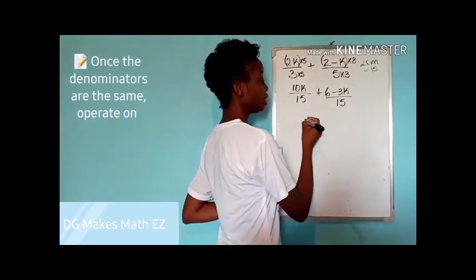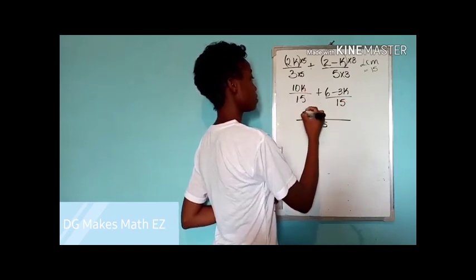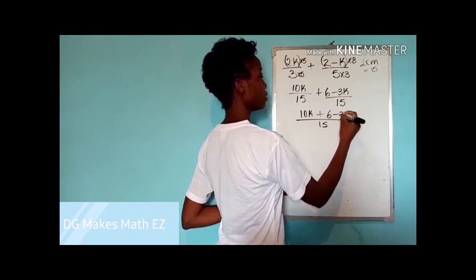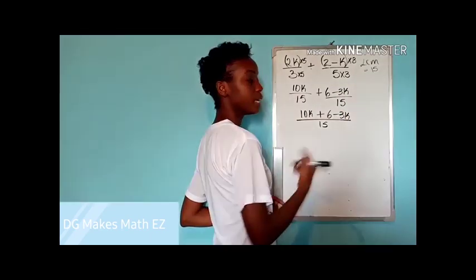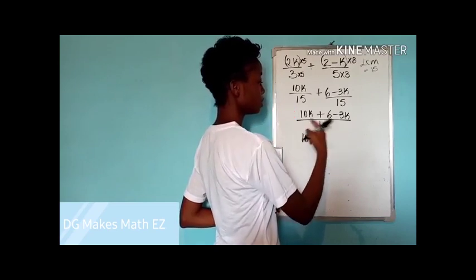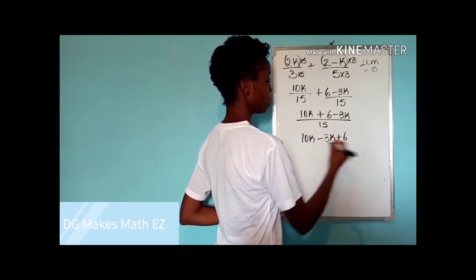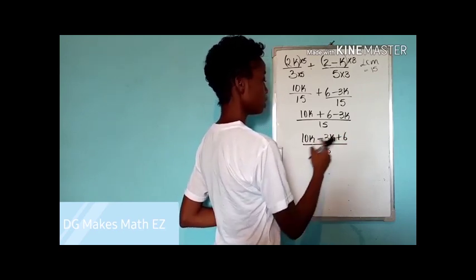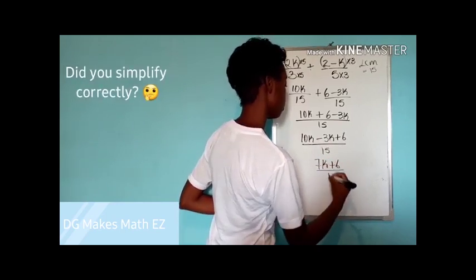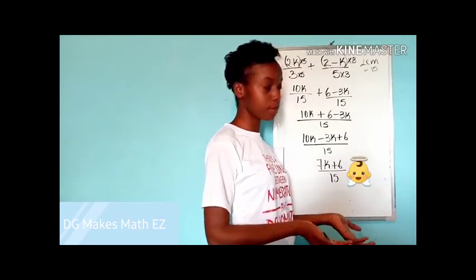Now that I have both denominators to be the same, I can focus on my numerators. So this is 10k plus 6 minus 3k. And then we are going to simplify our numerator. Let us join the like terms, 10k minus 3k, and keep our constant at the end. 10k minus 3k is going to be 7k plus 6 over 15. All right, so as you can see, it's pretty much baby stuff.